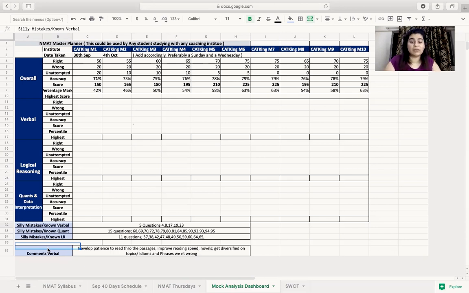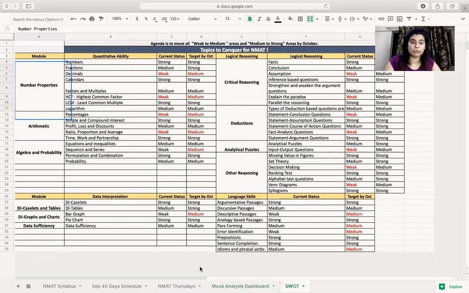All right. After this, I want you all to do, once you're done with this course, this is the objective analysis. Then we go to our topic wise analysis. Here, what you're going to do is, all your entire syllabus topics I have listed down out here for you guys. You will see current status. Where are you? What is it for each topic? Strong, medium, weak, strong, medium, weak.